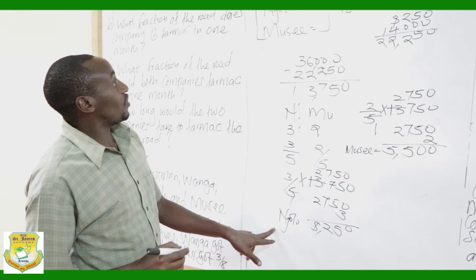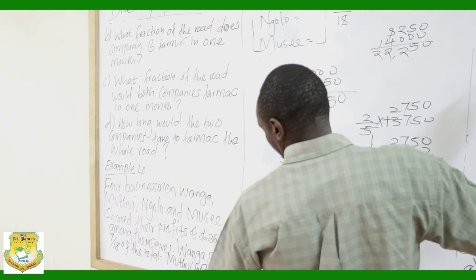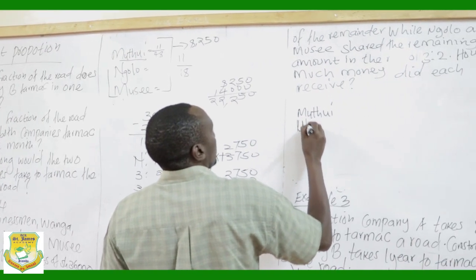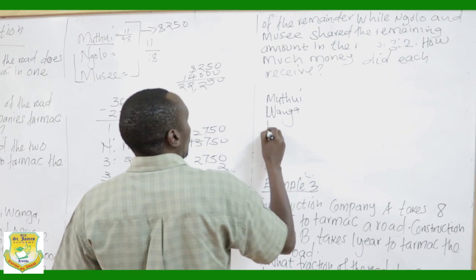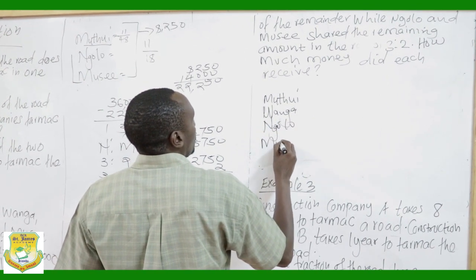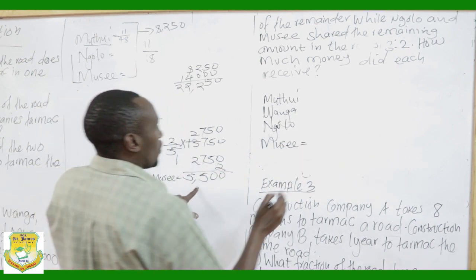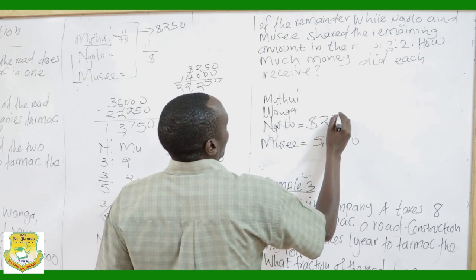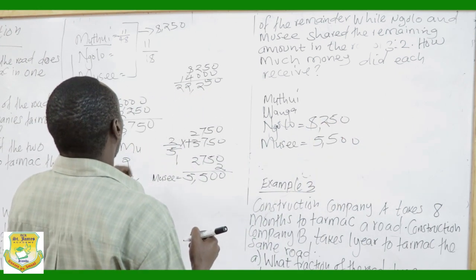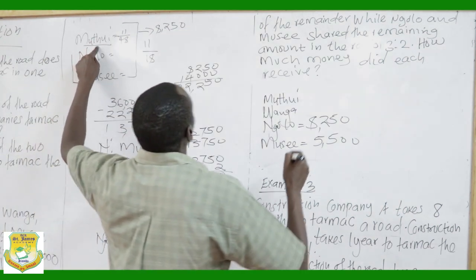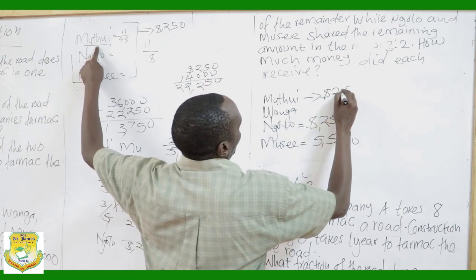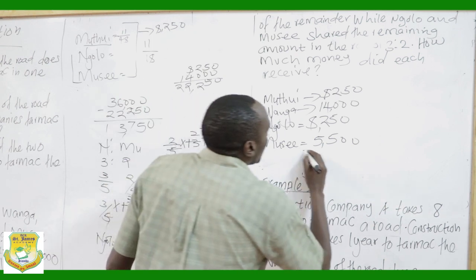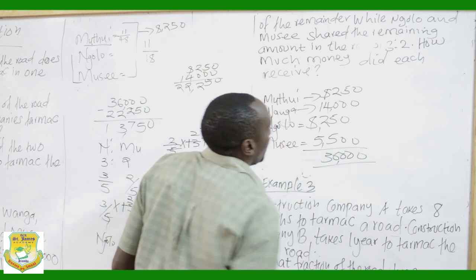So if we have to write all of them, we start with the first one. We have Mbui, Wanga, Goro, and Mzee. Mzee, the last one, got 5,500. Goro got 8,250. Mbui got 8,250. And Wanga got 14,000. If you add all of them, you get their profit, which is 36,000.